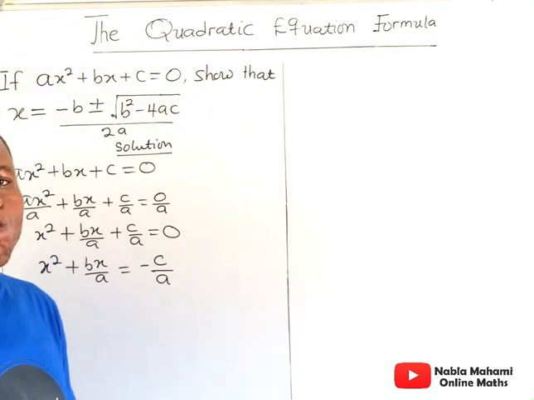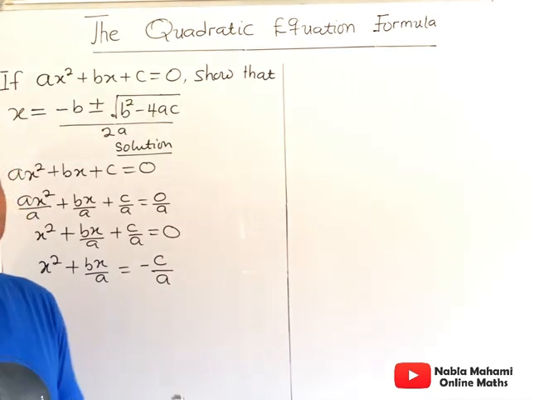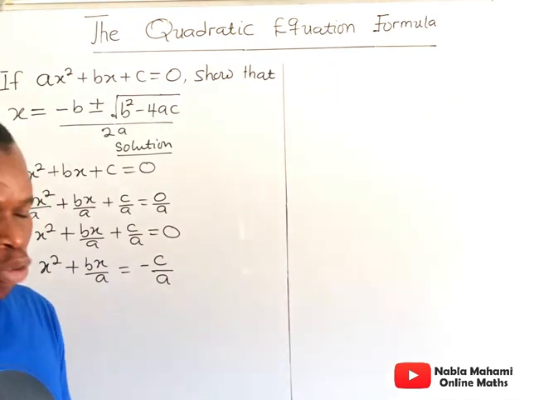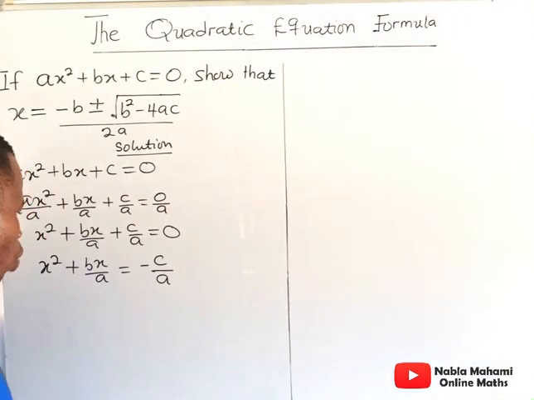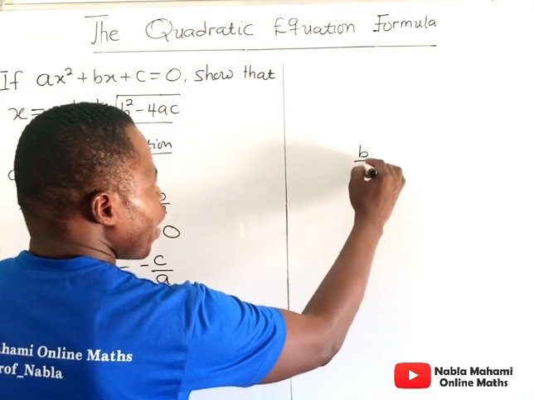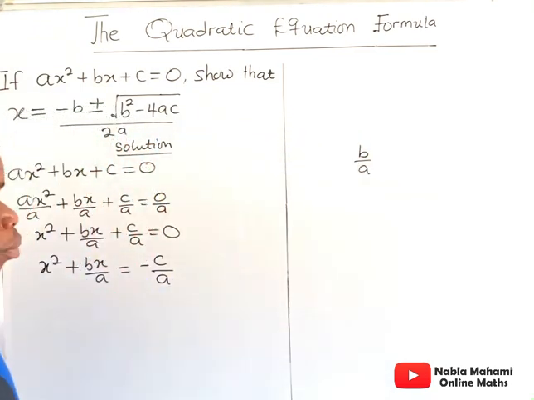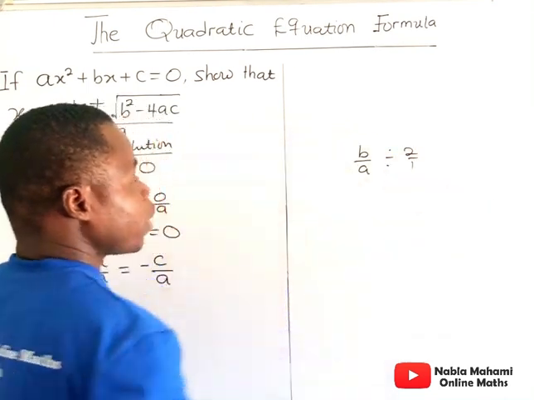And in this particular step, you are going to do some gymnastics, or you are going to manipulate this equation so that you will be able to continue the proof. And what you do here is take the coefficient of x in this equation. And you can see that the coefficient of x in this equation is b over a. You take that coefficient and divide by 2. So this one divided by 2. So let's say 2 over 1 is the same as 2.